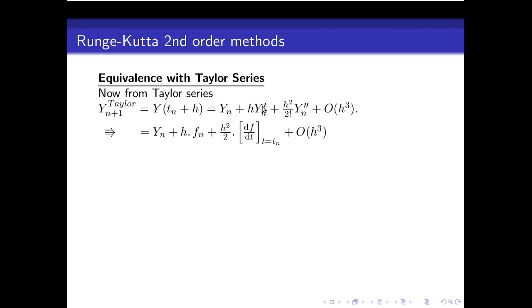And since yn prime is f, yn double prime will be df/dt. So this is h square by 2 df/dt at t equal to tn. And what is df/dt? This is the total derivative, and if we split this, df/dt is equal to del f/del t plus del f/del y into dy/dt. All taken at t equal to tn, so this expression becomes this one.